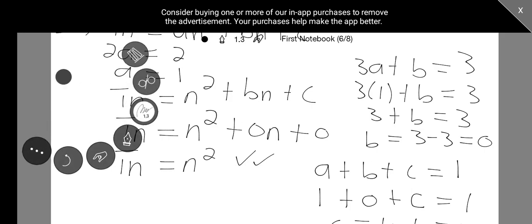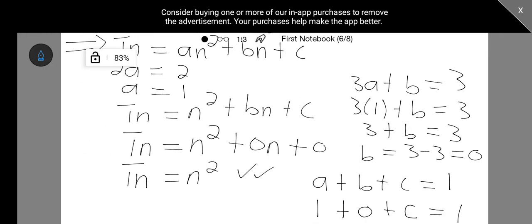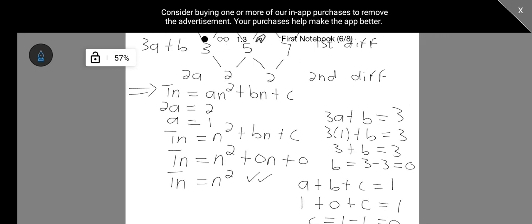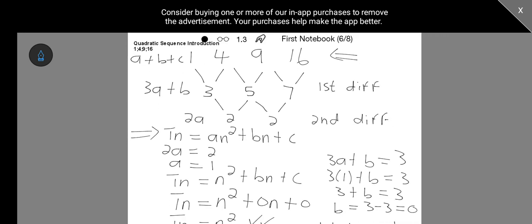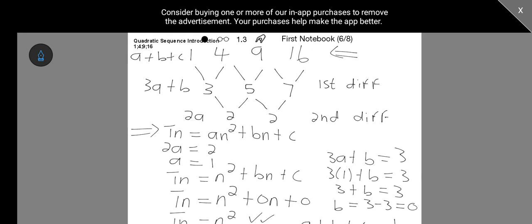So now you can compare the two videos. You will see that we have found the same answers. If you're not comfortable with the idea of simultaneous equations, you can look at this video.